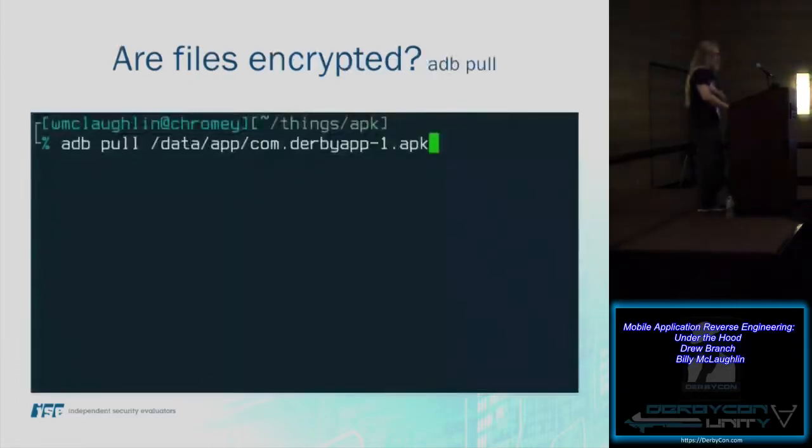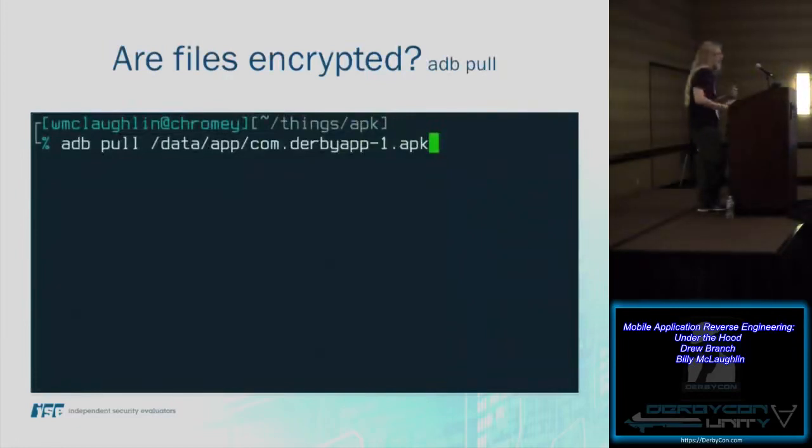All right. So first step, we want to get the application off the device. From my experience, I know that typically the APKs are going to be stored in /data/app on the Android device. So it's a simple pull, /data/app. I know the name of the app because I made it. So typically it's of this format: package com.derbyapp-1.apk.